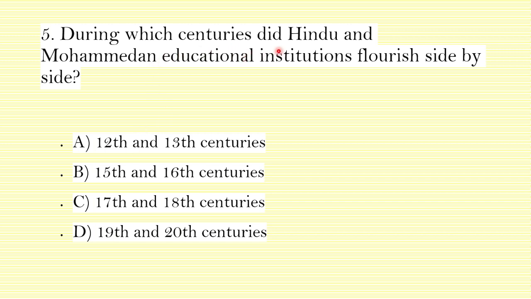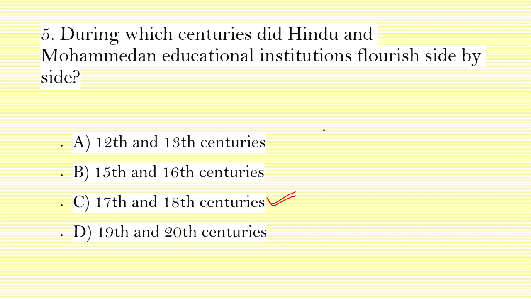During which centuries did Hindu and Mohammedan educational institutions flourish side by side? In which centuries did Hindu and Mohammedan, meaning Islamic, educational institutions flourish side by side? A. 12th and 13th centuries. B. 15th and 16th centuries. C. 17th and 18th centuries. D. 19th and 20th centuries. The correct answer is 17th and 18th centuries.